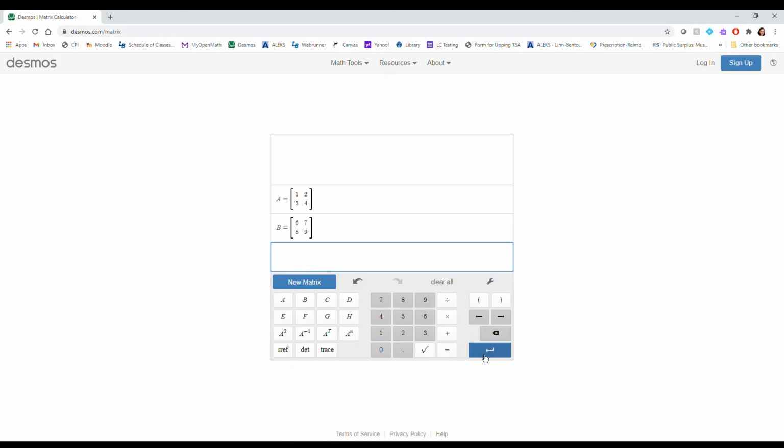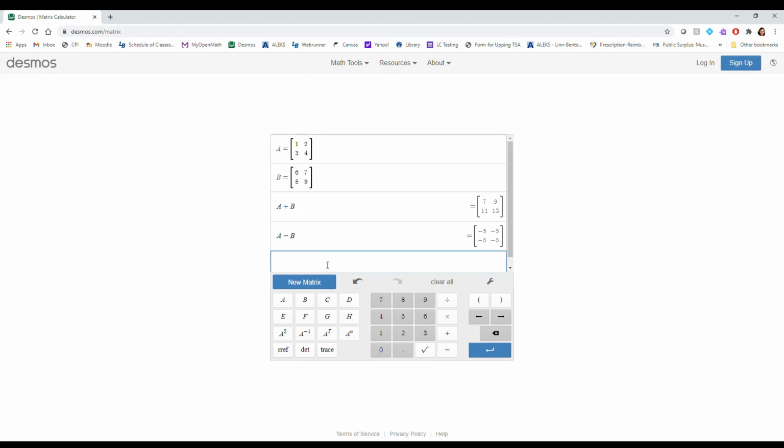If we want to find C, we just go A plus B. And there you get 7, 9, 11, 13, which is exactly what we got. If we want to find A minus B, which was our matrix D, A minus B, matrix D. And that's what we got, all negative 5s. So the Desmos matrix calculator is very handy to use and very easy to use.